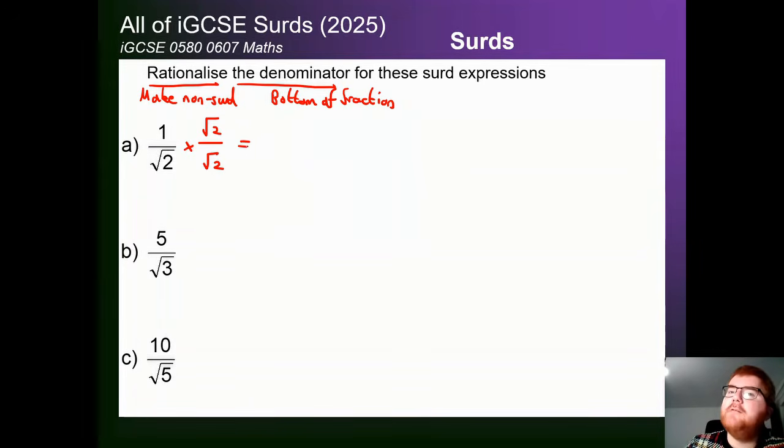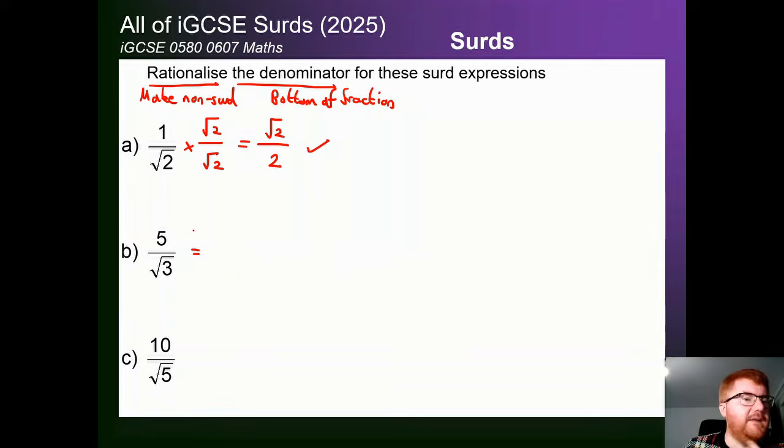Now we just multiply fractions in the normal way. 1 times root 2 is root 2. Remember our rule from before, root 2 times root 2 is equal to 2. Notice we've achieved what we wanted to do from the question. The bottom of the fraction is a non-surd, it's a whole number.